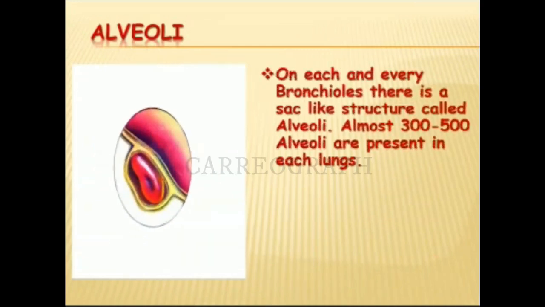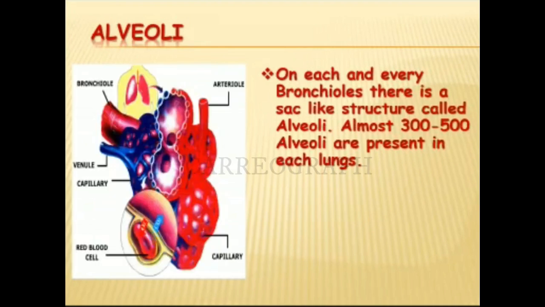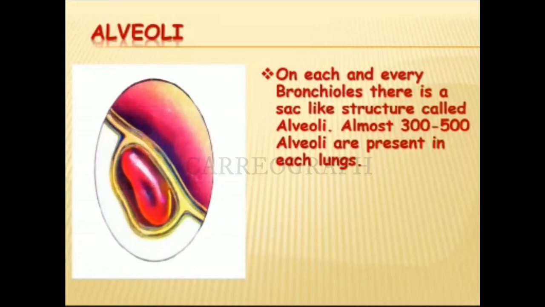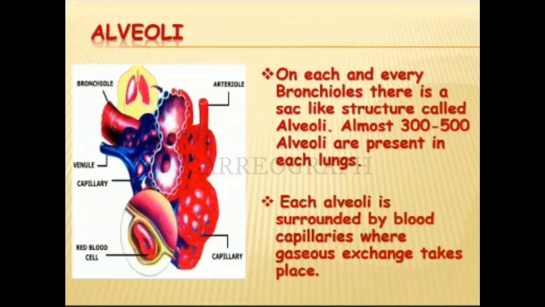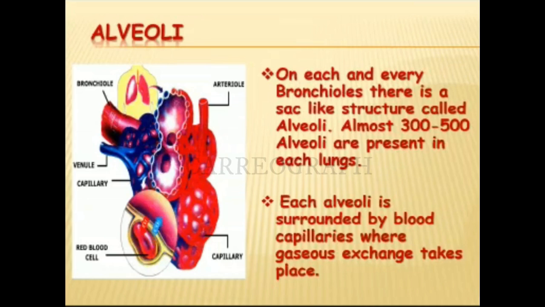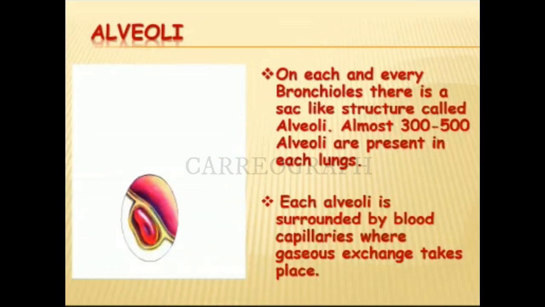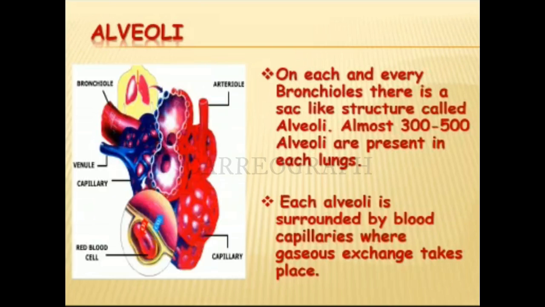Friends, on each and every bronchus, this sac-like structure, the alveoli, is present, and almost 300 to 500 alveoli are present in each lung. Here in the alveoli, surrounded by blood capillaries, the exchange of gases takes place. You see in the picture, oxygen is coming in and carbon dioxide is going out of the blood. So this exchange of gases takes place in the alveoli.